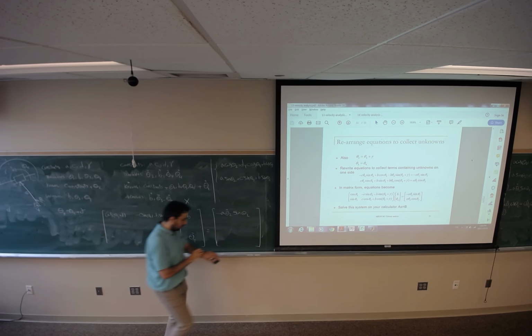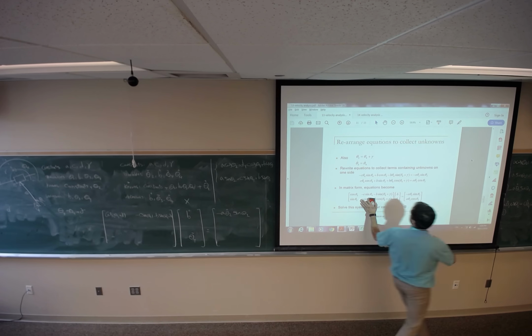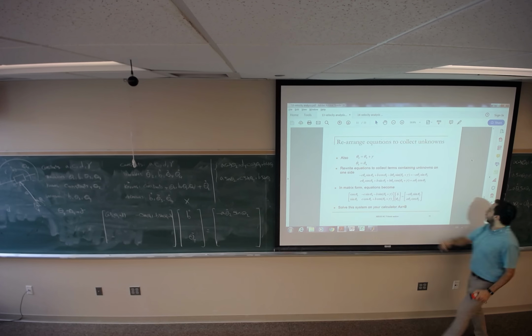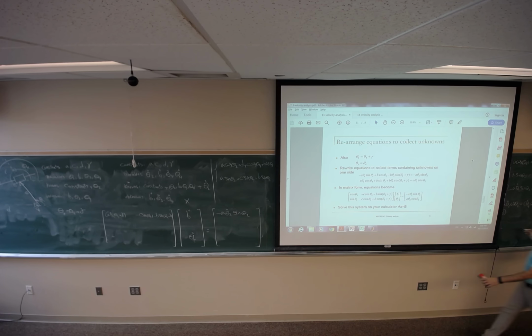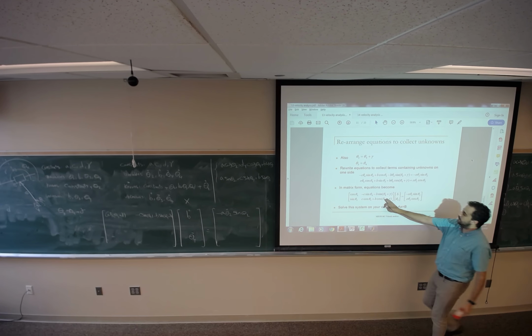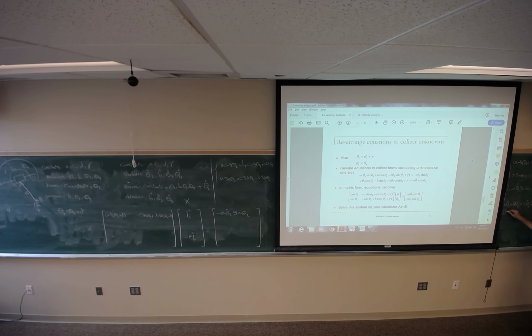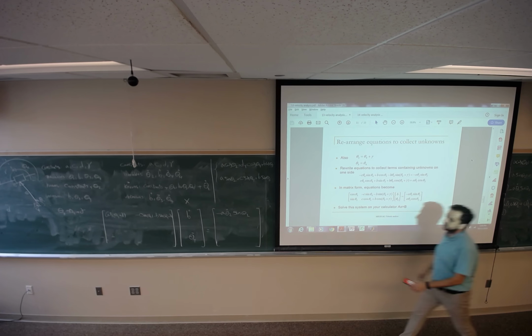Second equation, the coefficient of B dot is sine of theta 4 plus gamma, or theta 3, and the coefficient of theta dot 4 is C cosine of theta 4 plus B cosine of theta 4 plus gamma, and the right hand side will be this term. Now you can solve this system of equations by your calculator.